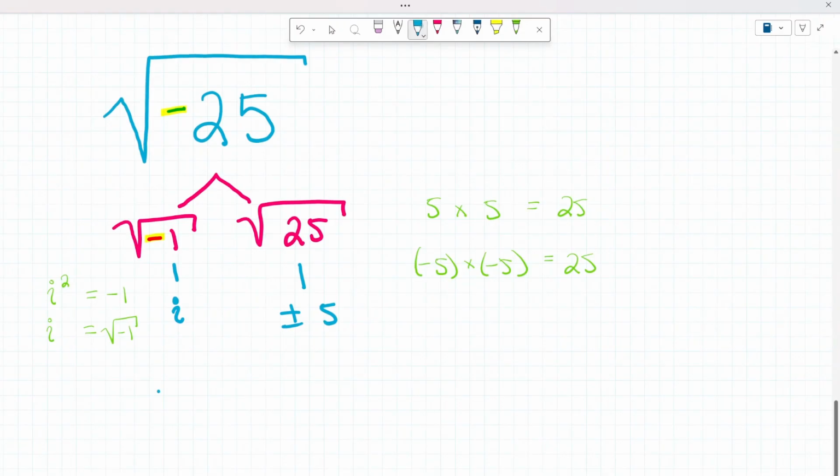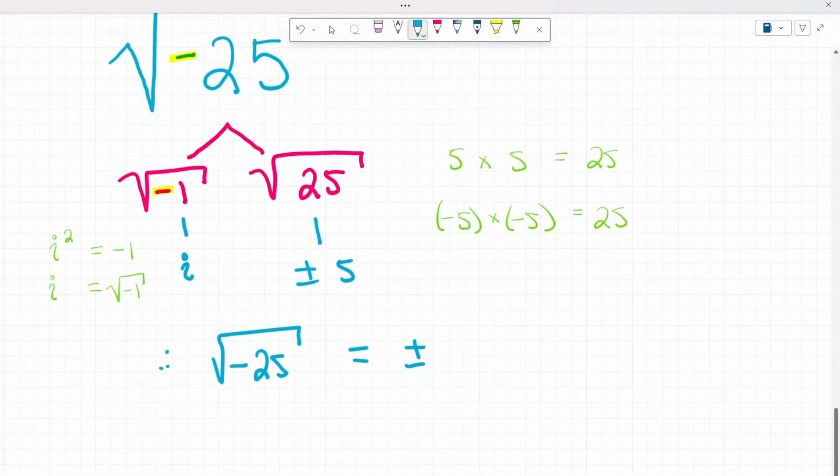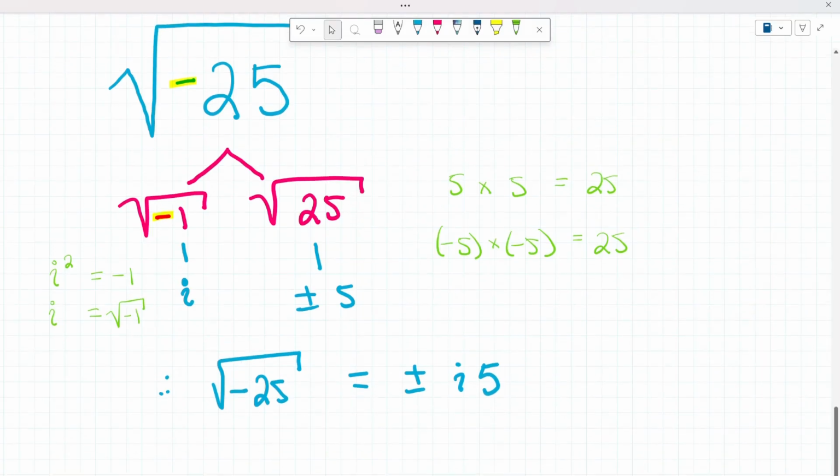Therefore, we can write that the square root of negative 25 equals plus or minus i multiplied by 5. And there you have it. Now you understand how you can take the square root of negative numbers. The same logic applies for any other negative number. I always recommend to divide it out like this and then use your knowledge of complex numbers to get your final solution with respect to i.